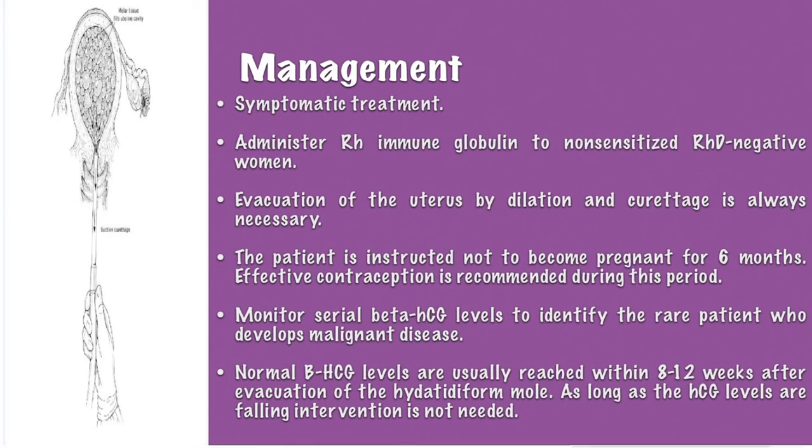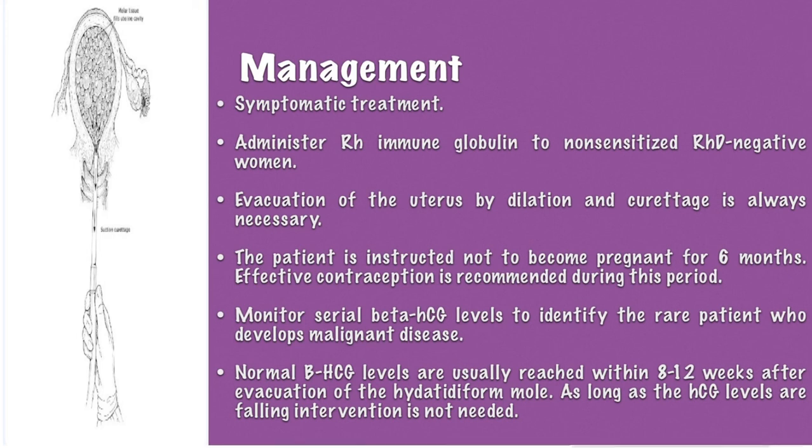Administer Rh immunoglobulin to non-sensitized Rh negative women. Evacuation of the uterus by dilation and curettage or suction and curettage is always necessary. On the left side you can see an example of a suction and curettage. It is usually done under the guidance of an ultrasound to avoid rupture of the uterus. The patient is instructed not to become pregnant for 6 months. Effective contraception is recommended during this period.